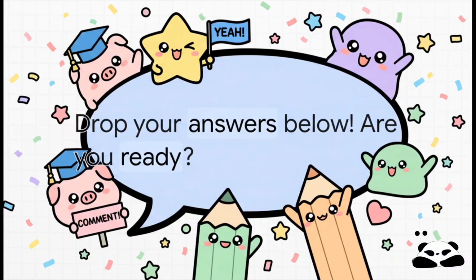And I want to leave you with a question. The next time you're buying a plane ticket or snagging a student discount, ask yourself, are you just a lucky consumer, or are you actually the target of third-degree price discrimination?